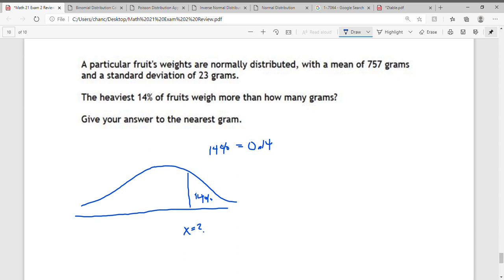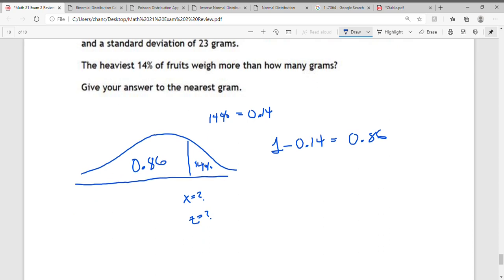Now to find this x value, we'll need a z-score. What is the z-score that will give us 0.14 area to the right? Now the table is always area to the left, so I need to convert this to area to the left. So let's subtract: 1 minus 0.14 gives me 0.86. That is the area to the left. Now I'm going to use my z table to look for the closest one to 0.86 in area.